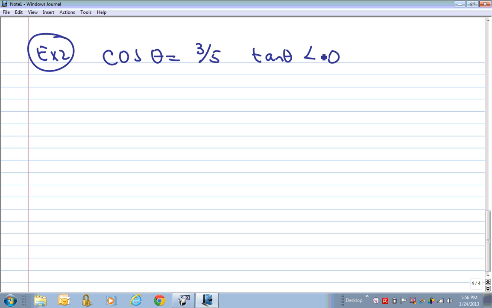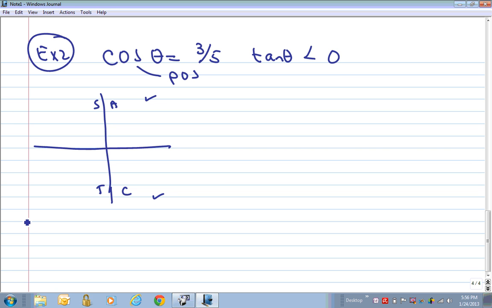So the first thing we have to do is figure out what quadrant we're in. That's important because things are positive or negative depending on the quadrant. Since cosine is 3/5, a positive value, cosine is positive. We're going to use our little all surfers to California. Remember, positive cosine is in the first quadrant and the fourth quadrant.